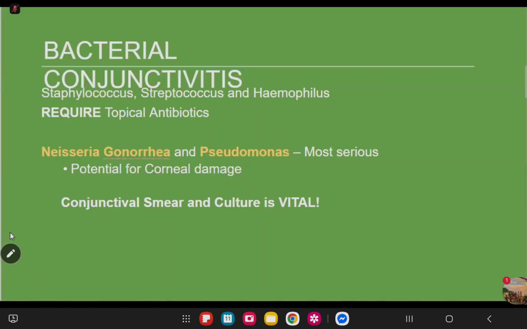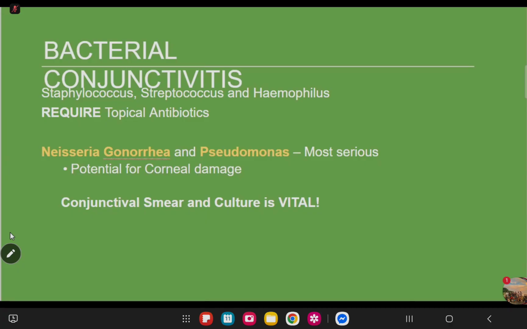For bacterial conjunctivitis, it could be from Staphylococcus, Streptococcus, Haemophilus, or any other microorganisms. These three are the most common etiologic agents. It also requires topical antibiotics, so you have your erythromycin eye ointment. Other etiologic agents that could cause the most serious form of bacterial conjunctivitis are Neisseria gonorrhoeae and Pseudomonas.